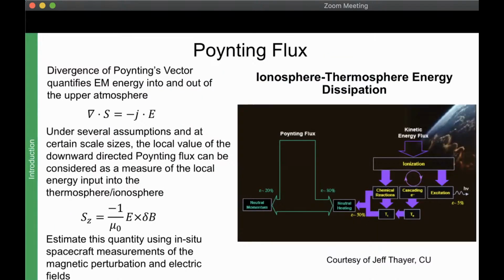As Brian mentioned, the divergence of the Poynting vector quantifies the energy that is coming into and out of the atmosphere. Our interest is the energy coming into the atmosphere, with several assumptions that can be considered a local measure of energy input. We are actually looking at comparing our Poynting flux to consistently estimated simple Joule heating. I don't think I have time to go over that today, but I'd be glad to discuss that via Slack. As Jeff Thayer and Josh Semeter pointed out long ago, this Poynting flux is a huge source of the energy for neutral heating.